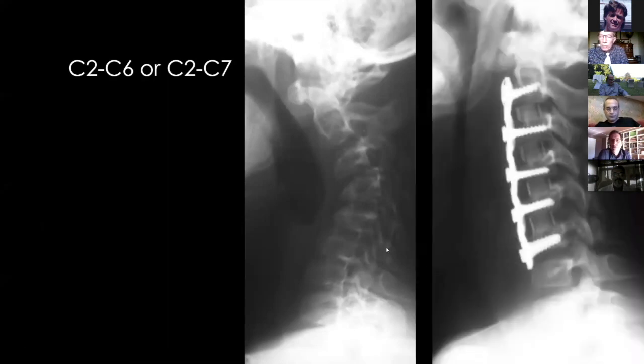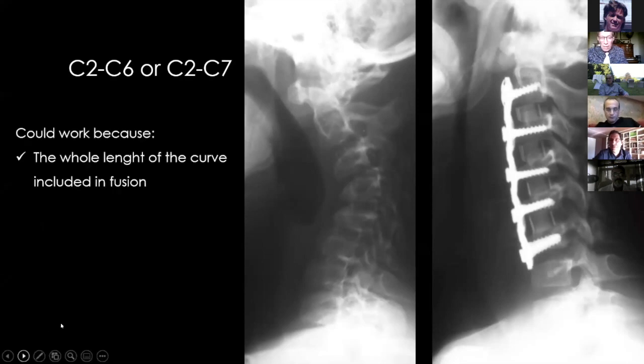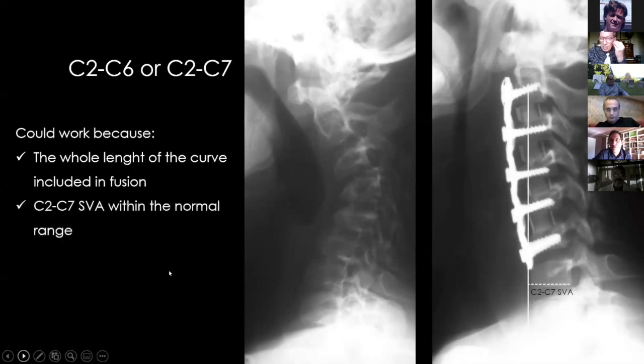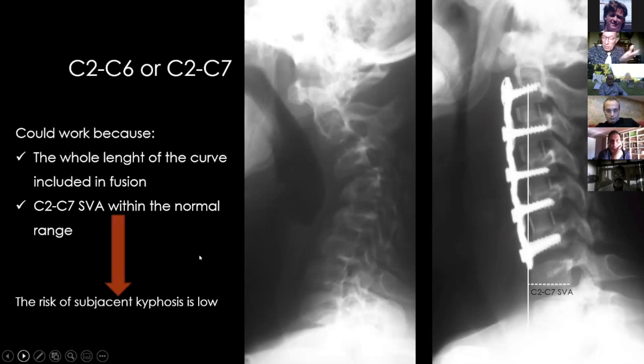This was what I did on this boy as a first stage of operation. You can see that there is nice reduction of kyphosis, and this could work. Why? Because the whole length of the curve of the deformity is included in fusion. And second, you can see that sagittal cervical balance is well maintained, is preserved, I would say. It's far less than 40 millimeters, so it stays within the normal range. So this lowers the risk of either adjacent, let's say subjacent kyphosis or adjacent segment disease.